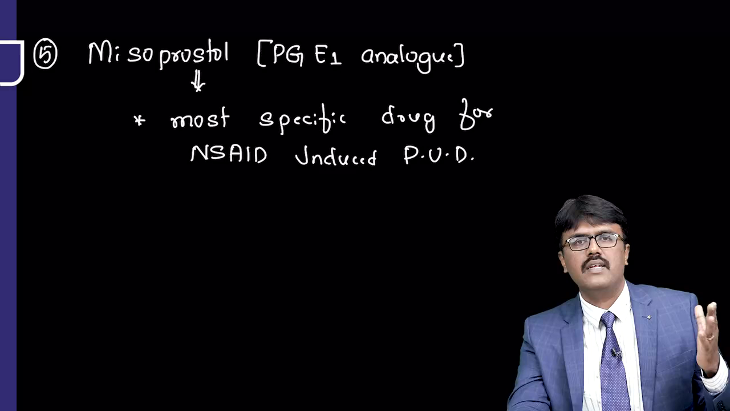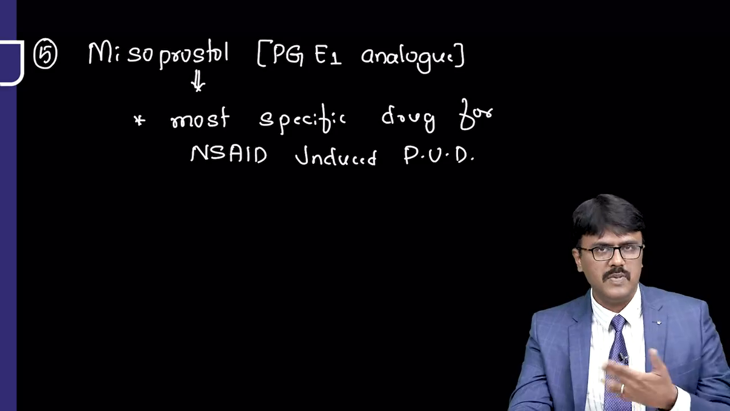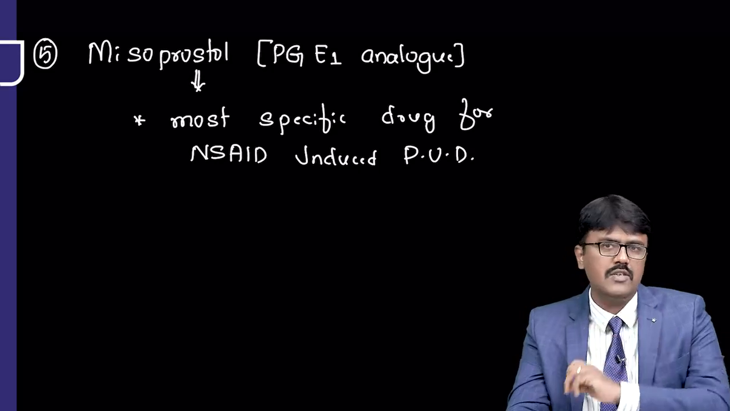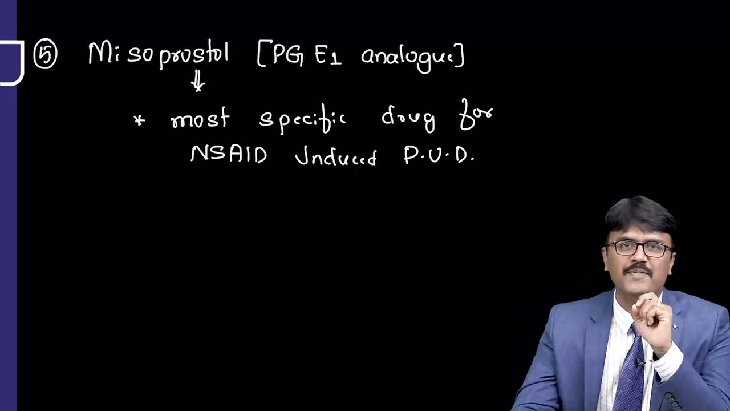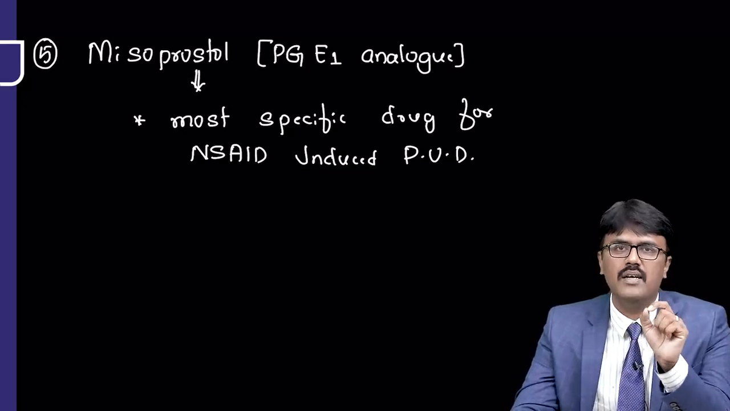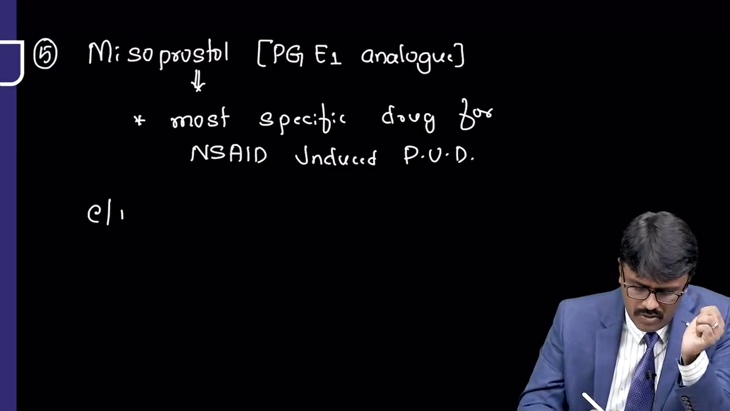The reason is when you give NSAID, what happens? Prostaglandin decreases. That's why gastritis. So what is the specific therapy? Give prostaglandins. So if they ask this sentence, then the answer should be misoprostol. But if they ask you drug of choice for NSAID induced peptic ulcer disease, the answer should be PPIs. Please keep that.